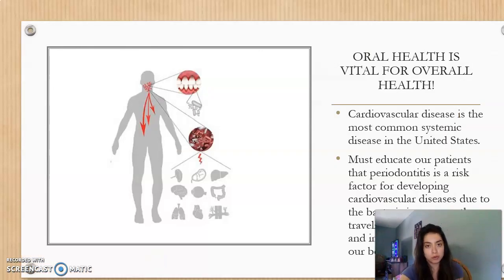So we all know that our oral health is vital for overall health. Cardiovascular disease is the most common systemic disease in the United States. We must educate our patients that periodontitis is a risk factor, with bacteria in our mouth traveling into the bloodstream and infecting other organs. I thought this picture was pretty neat because it shows an infected mouth and the bacteria in it traveling through the bloodstream into various organs, including the heart.